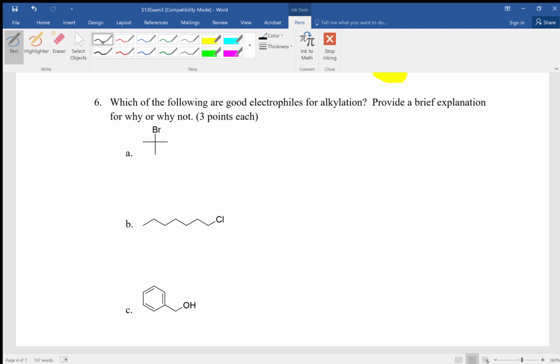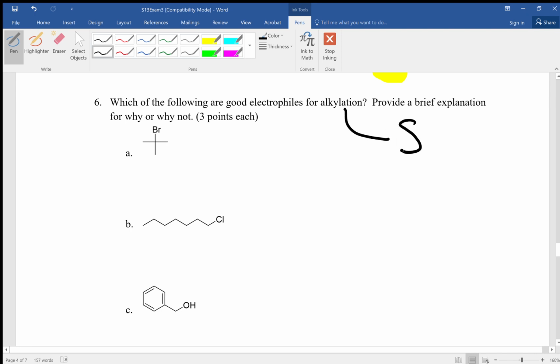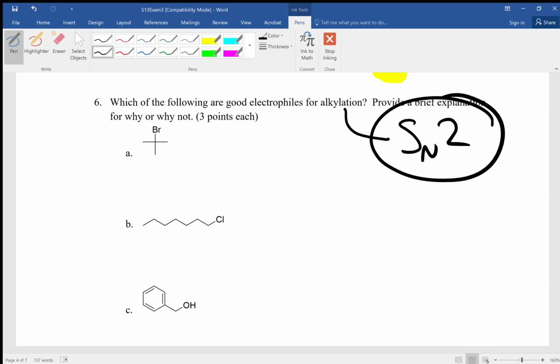Now, this is a question that in many ways we could have asked on the first exam in Organic 2. Why? Well, when you think about what's going on in that alkylation step, it's really just an SN2 reaction. So, if I had asked this question and said, which of the following are good electrophiles for SN2 reactions? These would be the same question, because the alkylation step in an alpha substitution reaction is an SN2 reaction.